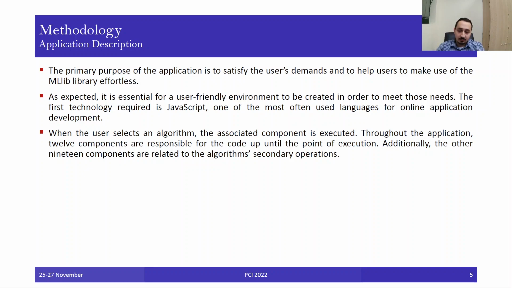The first technology that we require is JavaScript, one of the most often used languages for online application development. In particular, we use React.js, which incorporates JavaScript. So when the user selects an algorithm, the associated component is executed in the background. Throughout the application, we have 12 components which are responsible for the code up to the point of the execution. Additionally, we have another 19 components which are related to the algorithm's secondary operations.